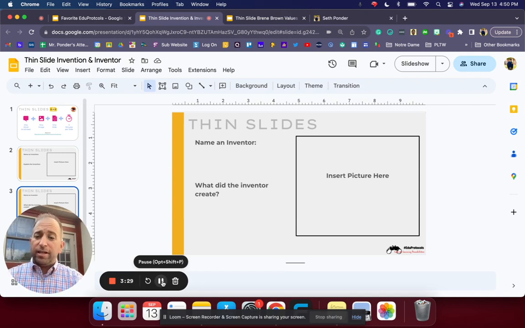Another way I use thin slides is to stack it with other EduProtocols. So, for example, in my computer science class, I have a thin slide where students have to find an app that they're interested in, that they want to do some research on. So they actually look up two of their favorite apps, and they do name of the app, why they're interested in it, and a picture of the logo or it working. And the reason why I have them do 2 is because after they're done with that, we go around the room and they have to pick one of the 2 to then do a Frayer model and get a deeper dive into that information.